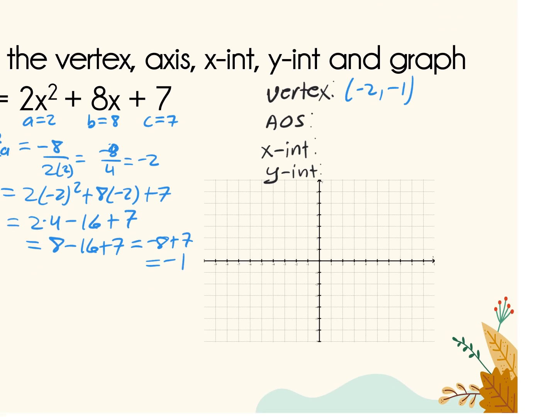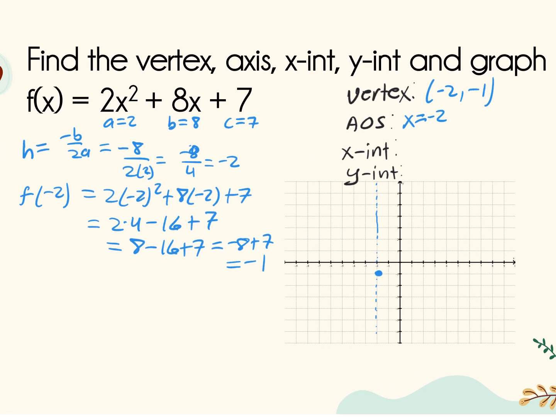Let's go ahead and plot that point. It's going to be right there. Now again, immediately you can find your axis of symmetry. It's going to be the equation x equals negative 2. Again, not just negative 2. You have to write x equals negative 2. All right, and it's going to be this imaginary line right here.